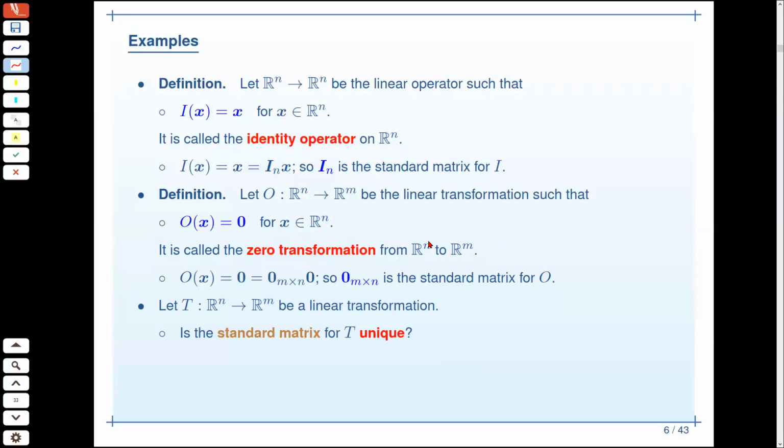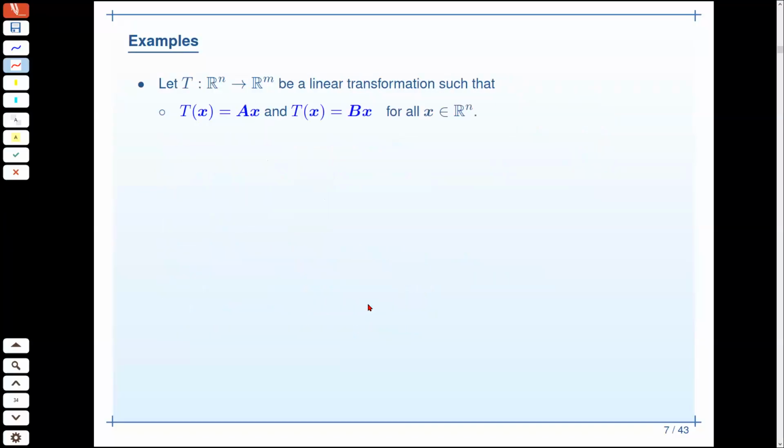Now we want to know, of course, we can write down the standard matrix. Is the standard matrix unique? Is it possible that I can have another matrix so that the linear transformation Tx can be written as Ax, and meanwhile, it can also be written as Bx? If this is the case, we cannot say the standard matrix. We can only say a standard matrix. Is it possible? Of course, we want the answers to be consistent, right? So is it possible? Let's see.